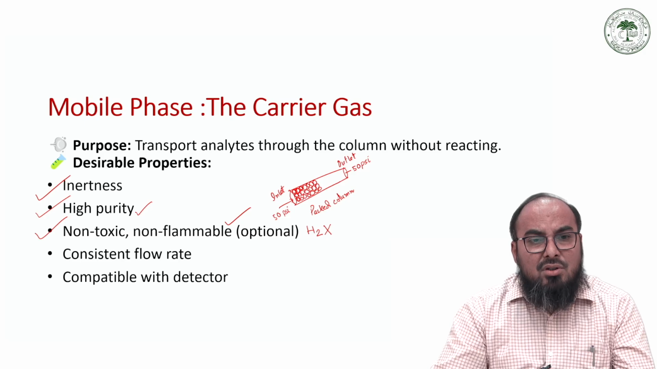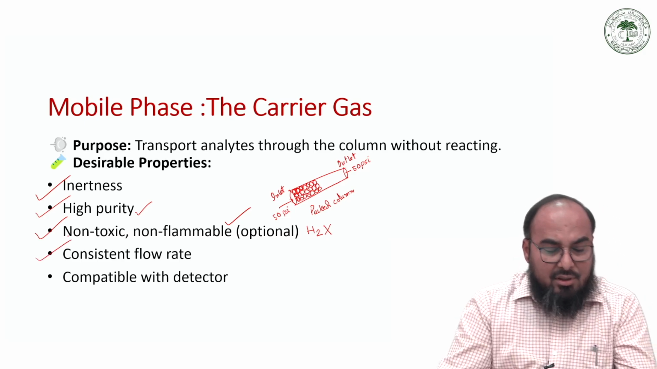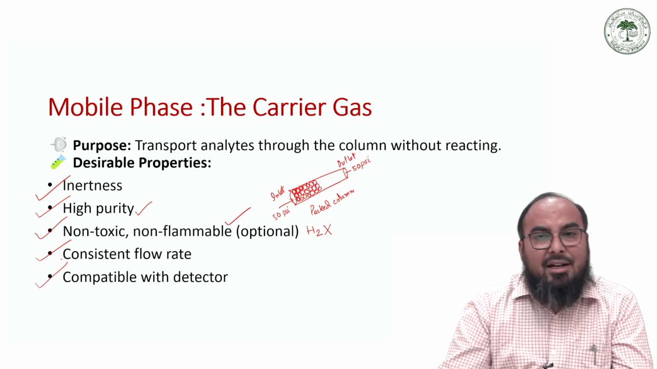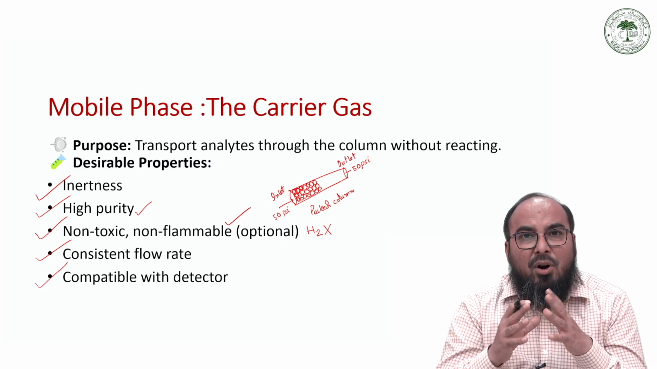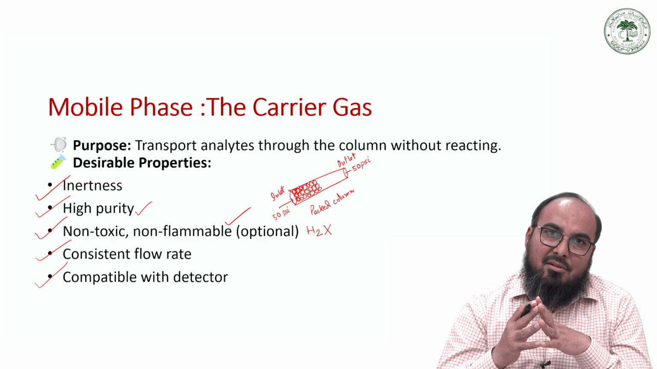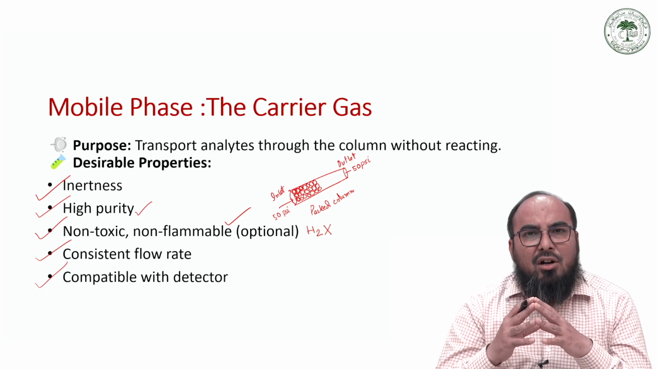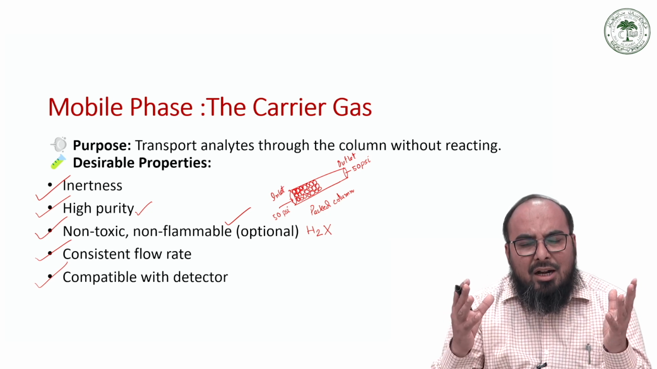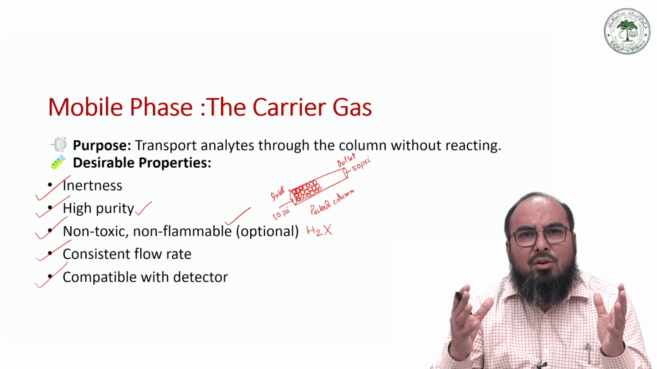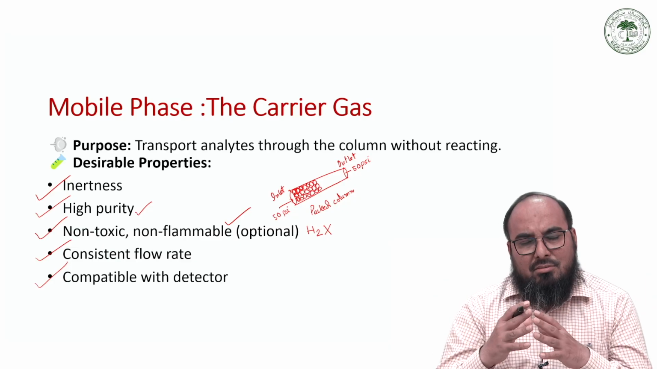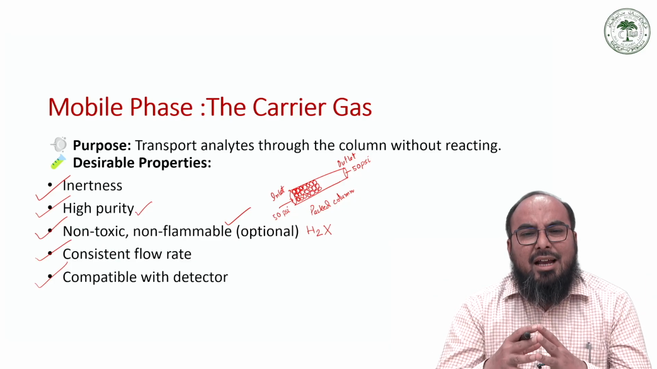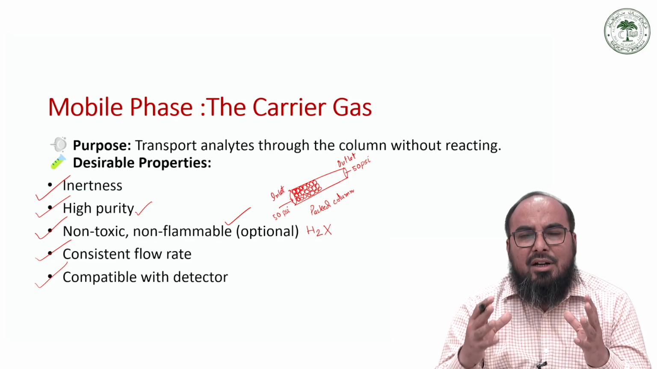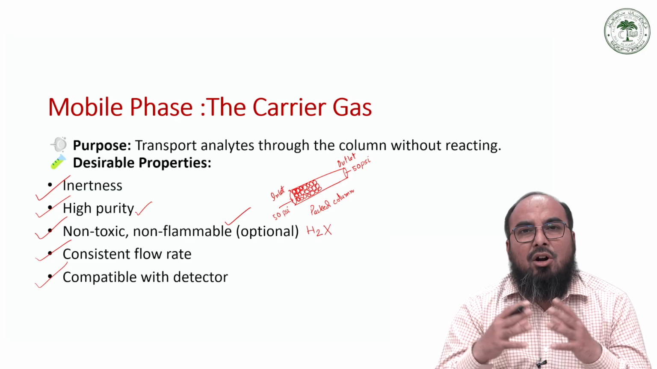So you have to use a consistent flow rate, and your carrier gas must be compatible with your detector. That is, the detector must respond to the carrier gas, because if the detector is not going to work in conformity with the carrier gas, then you are unable to get a good chromatogram, a good efficiency, a good separation. So your carrier gas must be compatible, and we are going to see in the next slides which carrier gases are compatible and which are not.